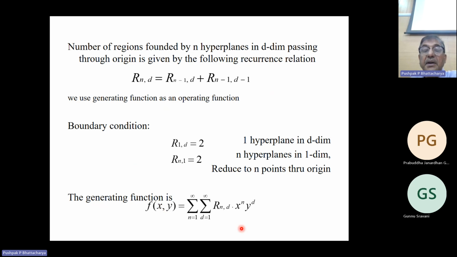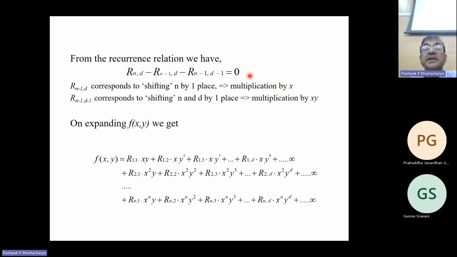So f(x, y) is equal to the sum of R(n, d), which is of interest to us, times x to the power n times y to the power d, where n goes from 1 to infinity and d goes from 1 to infinity. This is our generating function. Okay. From this, we will perform mathematical operations to obtain the value of R(n, d). Now, from the recurrence relation, we have this equality: R(n, d) minus R(n-1, d) minus R(n-1, d-1) equal to 0.